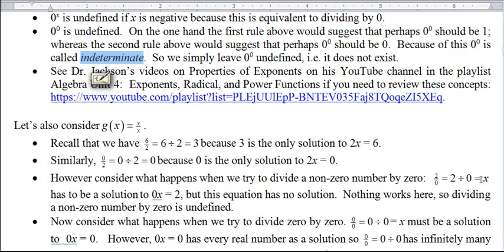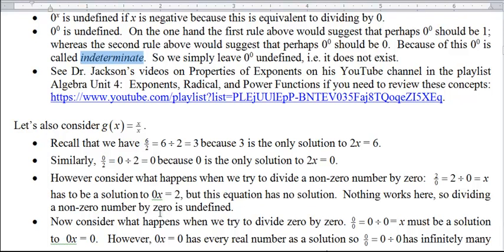Whatever x this is has to be a solution of that: 0 times that x has to be equal to 2. But 0 times x is 0 no matter what x is, and 0 is not equal to 2, so this equation has no solution. So, in a sense, nothing works here. Nothing solves the related multiplication problem, so dividing a non-zero number by 0 is undefined.